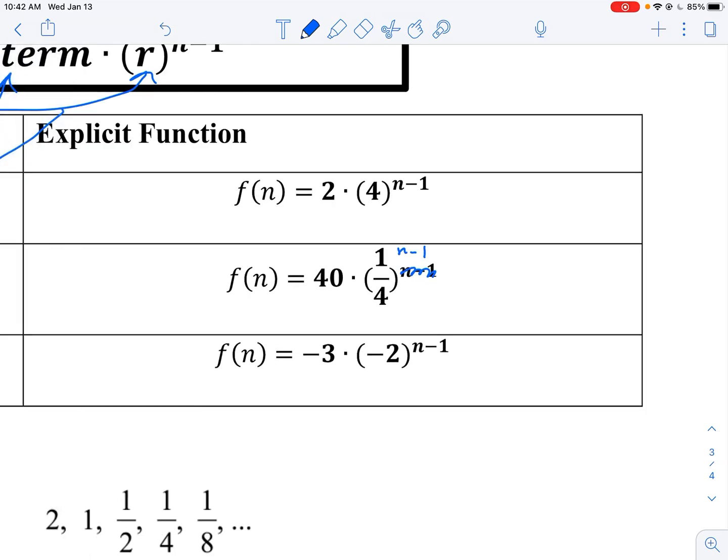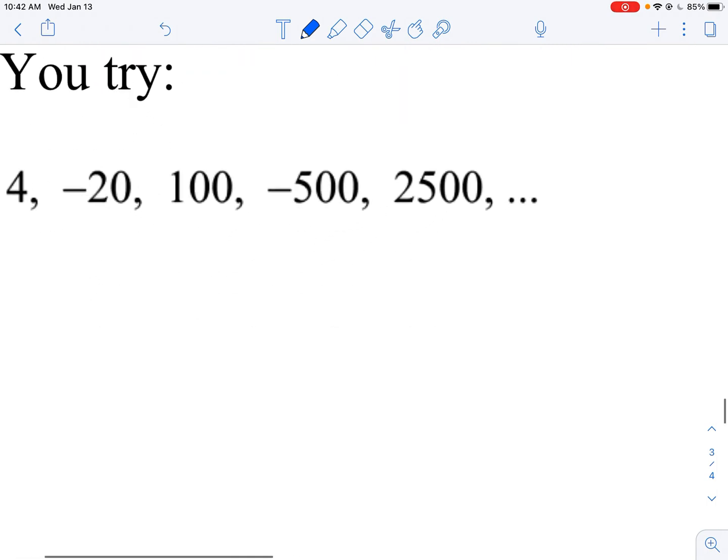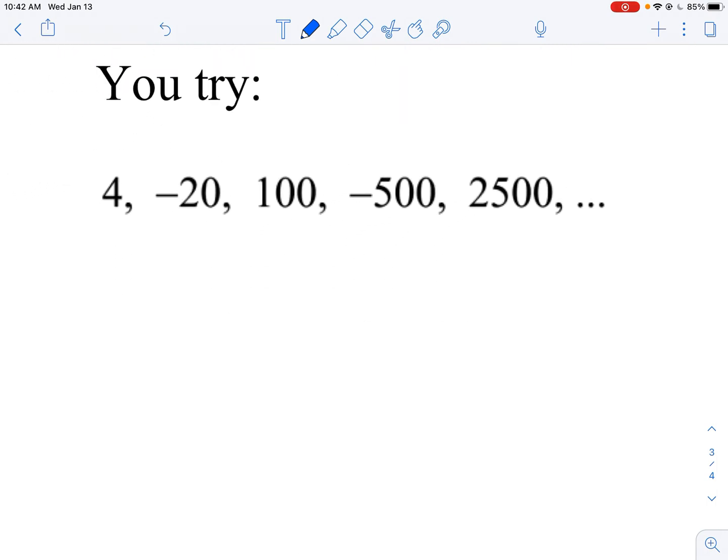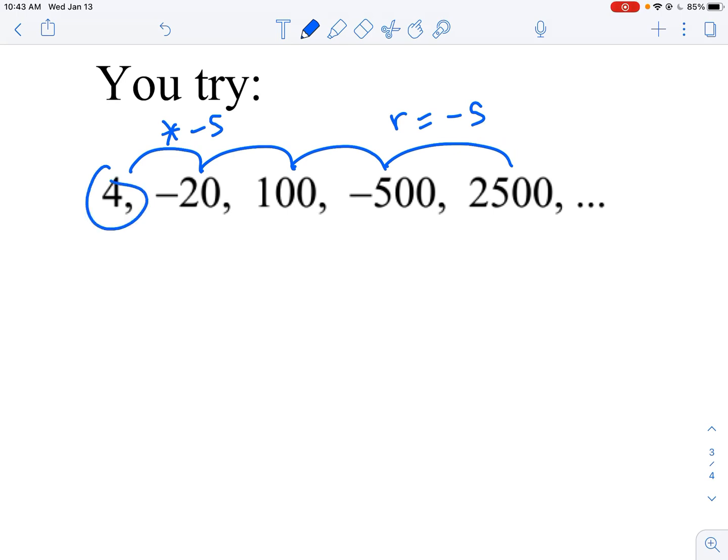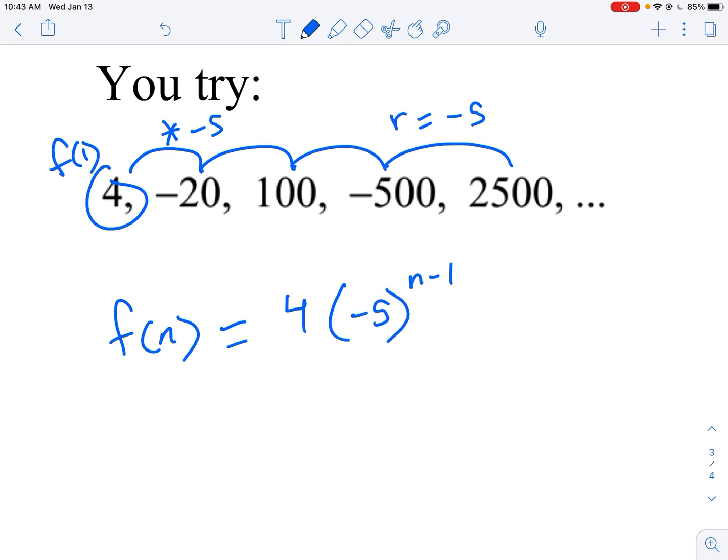So there we go. What I'd like for you to do is come down here and give this one a shot. Figure out your common ratio, figure out your initial value, and write out your function. Pause the video and give it a shot. So hopefully you caught on that this is timesing by -5, and so my common ratio is -5. And then over here, this is my first term of my sequence, that's my f of 1. And so I can write out my function f of n equals, initial value goes first, 4 times -5 to the n minus 1 power.